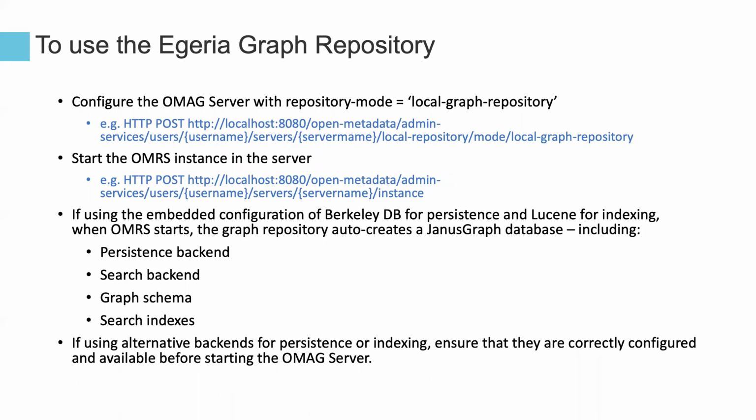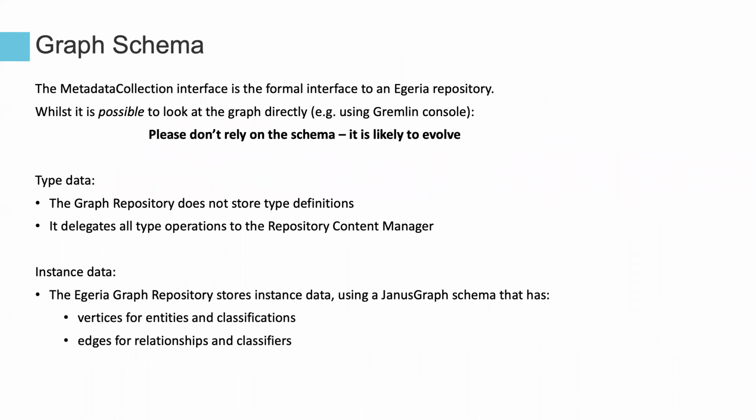So it's actually very simple to get going. Certainly if you're using Berkeley and Lucene, using the embedded configuration, you don't need to do a lot of setup of the backends or anything. It's very straightforward. We're going to talk a little bit about the graph schema, but I wanted to put a warning on this slide, which is that really the metadata collection interface is the formal interface to an Egeria repository.